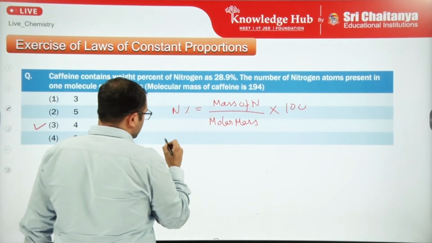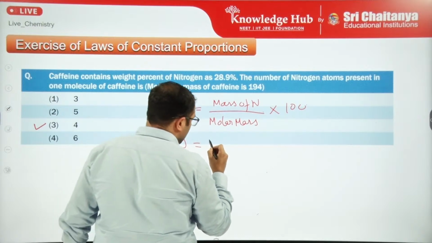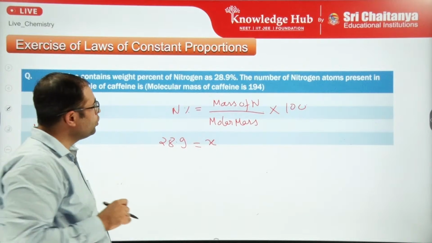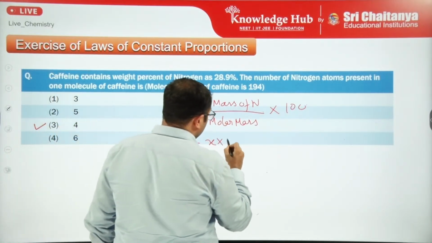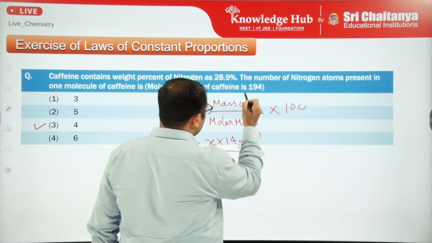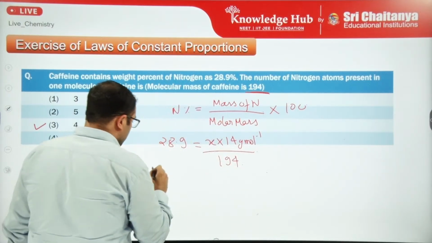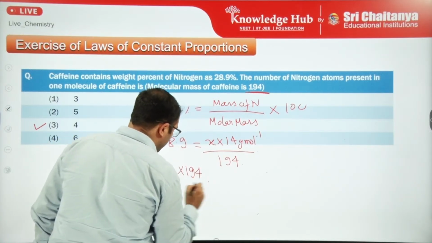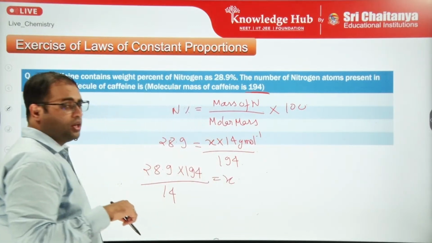So if I substitute it here, the mass of nitrogen is the number of nitrogen atoms, X maybe, suppose, and one nitrogen weighs 14, so multiply it by 14 grams per mole. The molar mass is given to you as 194, right? So 28.9 multiplied by 194 divided by 14, you have to get the value of X, right?